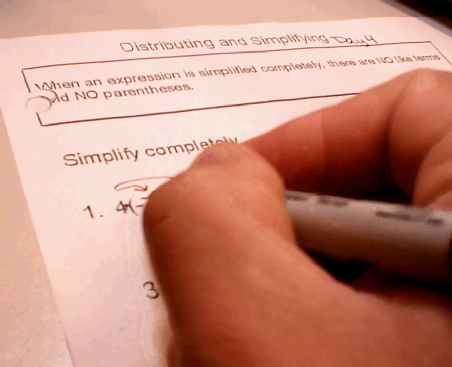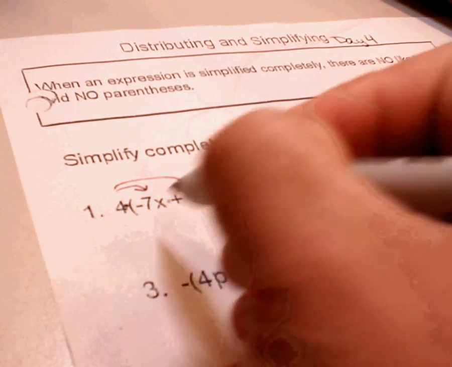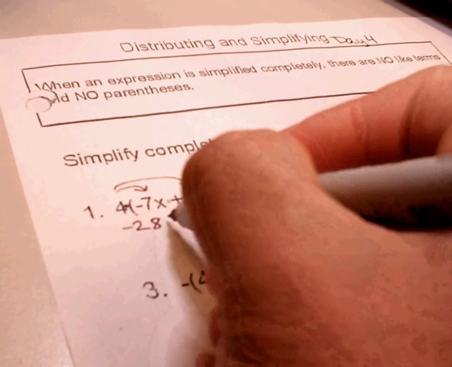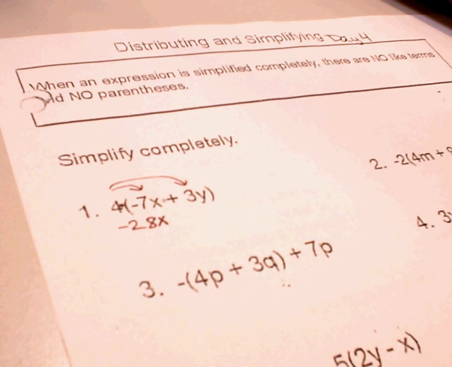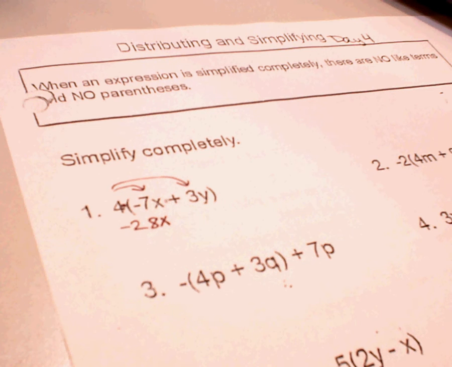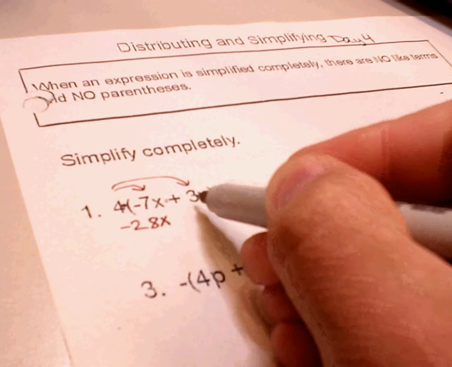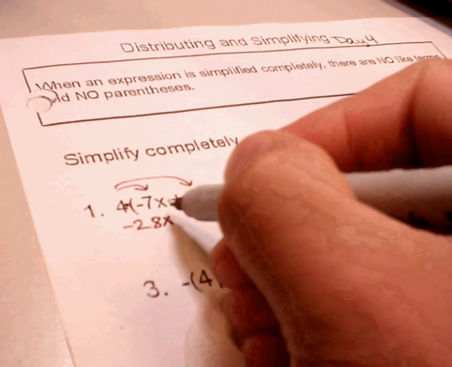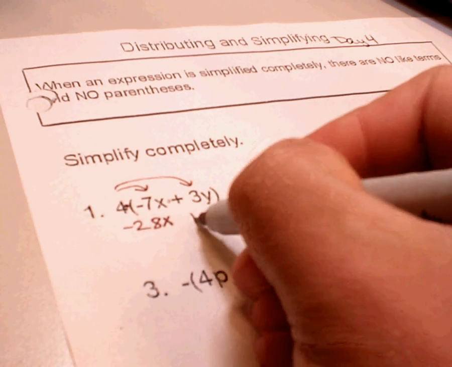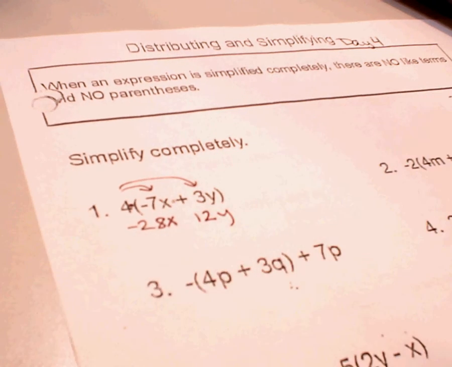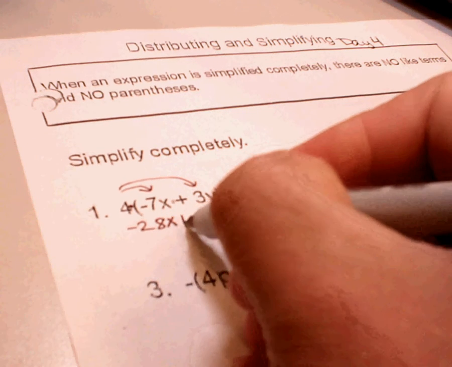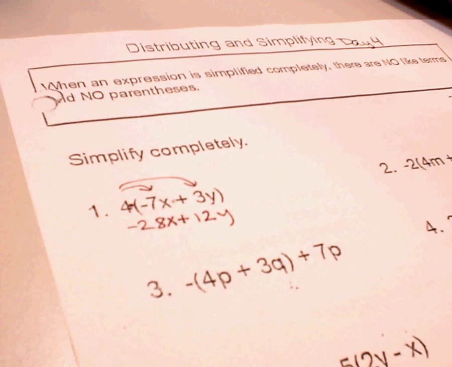4 times negative 7 is negative 28, and x is also in multiplication, so we will leave it as negative 28x. 4 times 3 is 12, and this was also positive, so I have 12y. And our operation was addition.